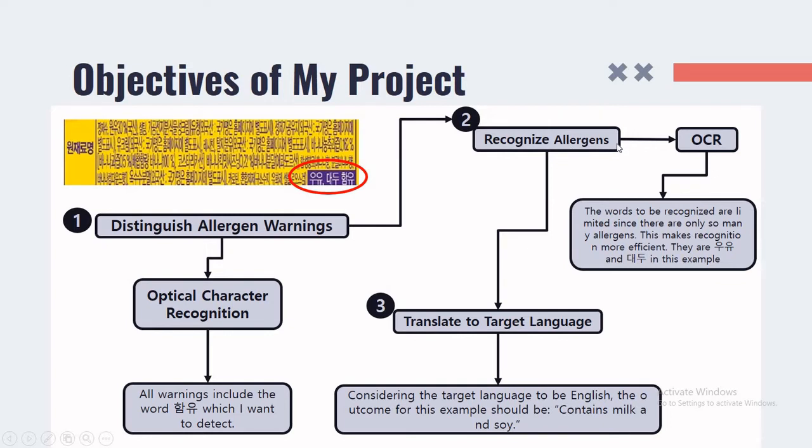Second, I want to recognize the allergens using OCR again. The words to be recognized are limited since there are only so many allergens. This makes recognition more efficient. In this example, we can see that the allergens are 우유 and 대두.